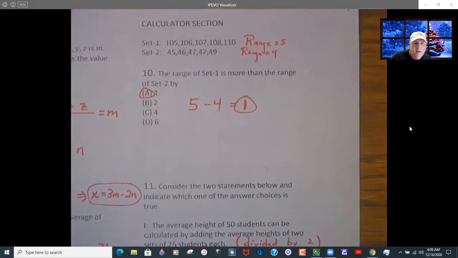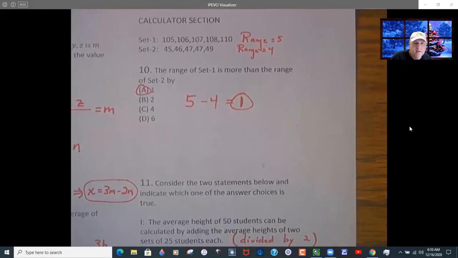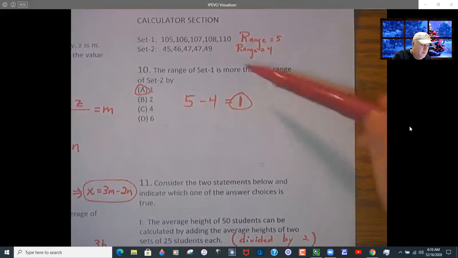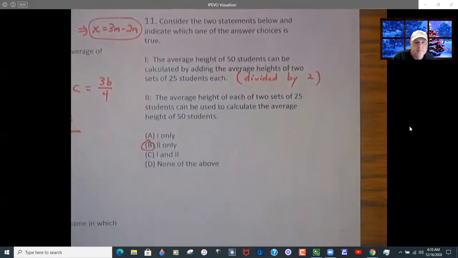Problem 10. The range of set 1 is more than the range of set 2 by 1. So largest minus smallest. Make sure you're doing the largest minus the smallest. Sometimes they'll not write the numbers in order.